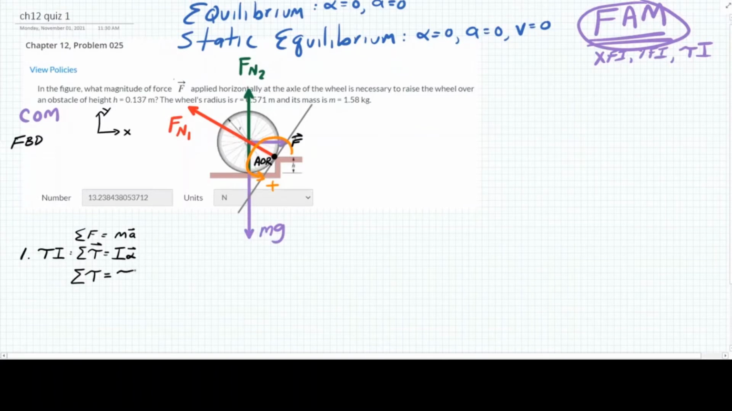I could have a torque due to mg. That's a force. So if it's a force, maybe it produces a torque. I might have a torque due to Fn1. I might have a torque due to Fn2. I might have a torque due to F. So is that it? I have Fn2, Fn1, mg, F. I've accounted for all my forces. Now I just have to worry about plus or minus.